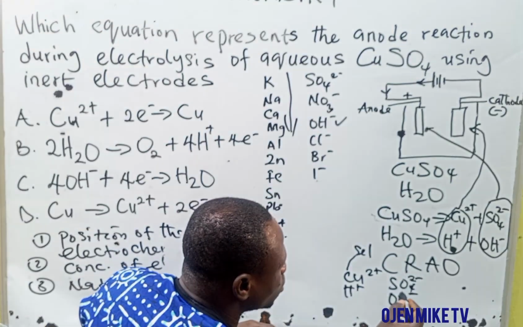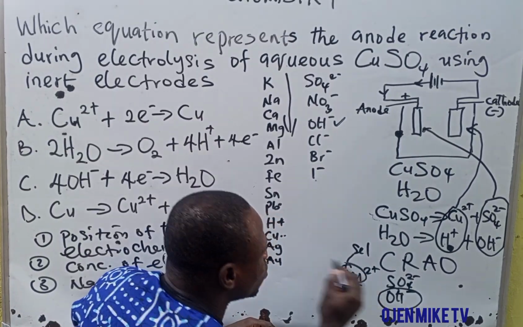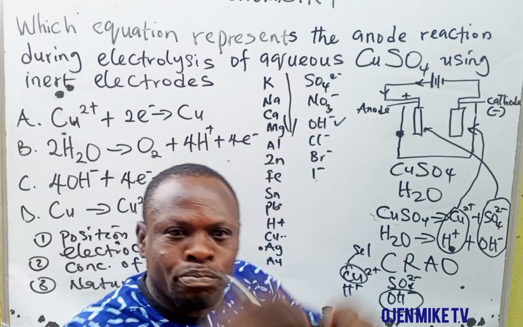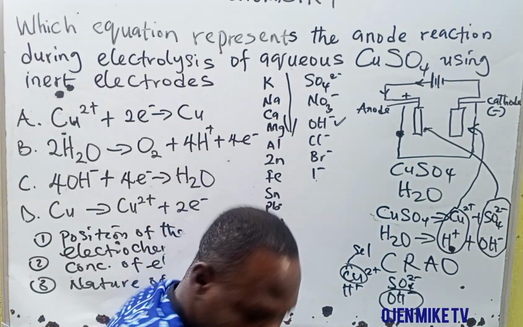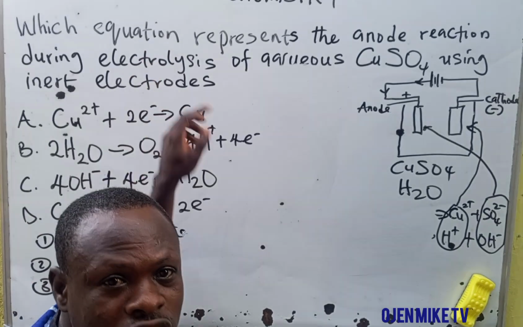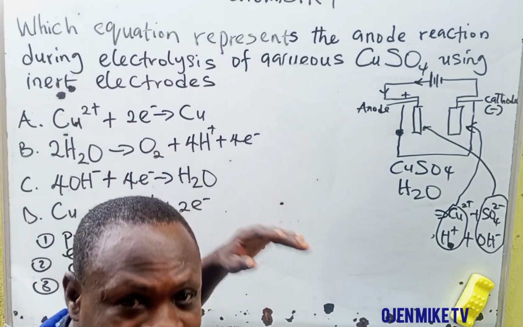So we are now dealing with this one and copper. Hydrogen will be left, and sulfate will be left. Now let's balance our equation. Remember, they say using inert electrode. It is not copper electrode. I will explain that in our next video.